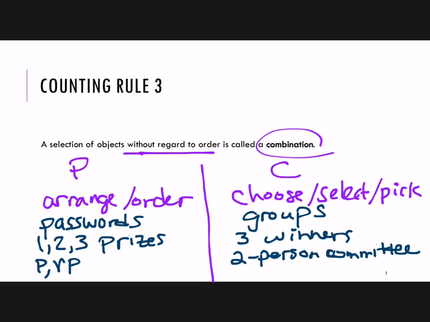So we talked about positions or roles like president and vice president as being another way of talking about order, where there's a difference between those positions. And combinations, this 2-person committee, there's no hierarchy or difference between those 2 roles, it's just a group of 2 people.